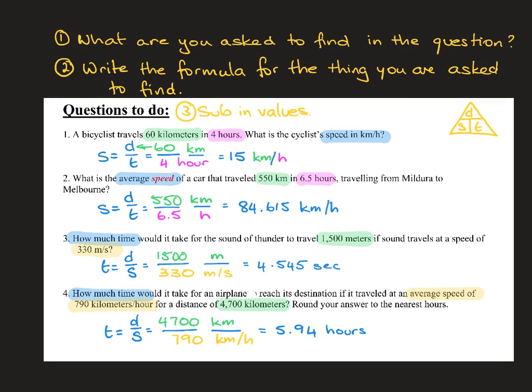In the last question, we've got an average speed of 790 kilometres per hour, a distance of 4,700 kilometres. These kind of cancel each other out, and we get 5.94 hours. We're almost finished that question because the last bit of the question says round your answer to the nearest hour. So that should be, and I shouldn't put equals, I should put these wavy things that say approximately equal to 6 hours.